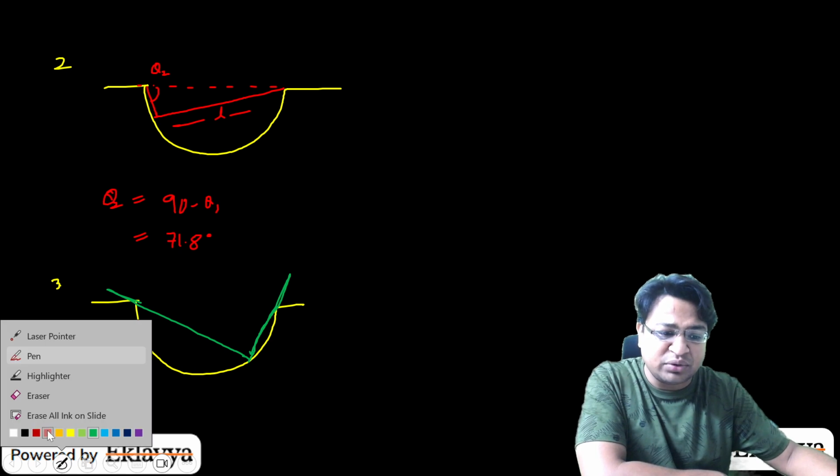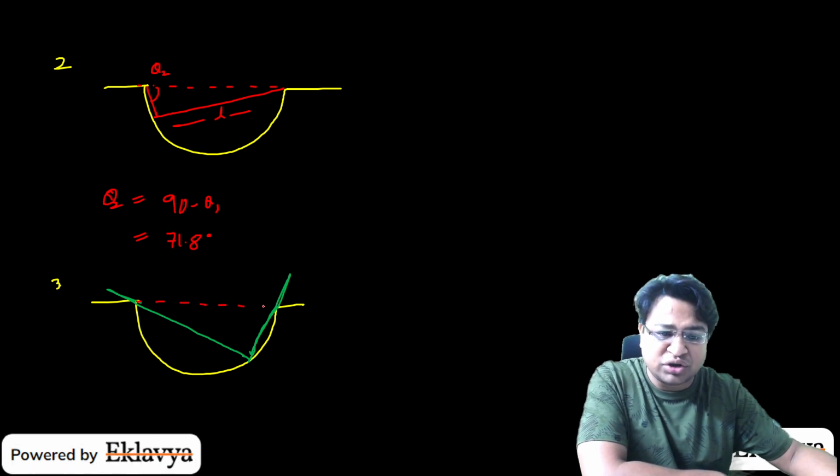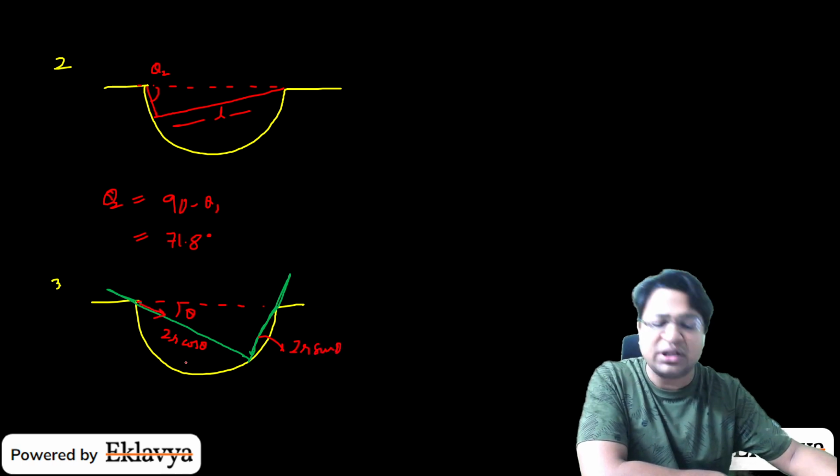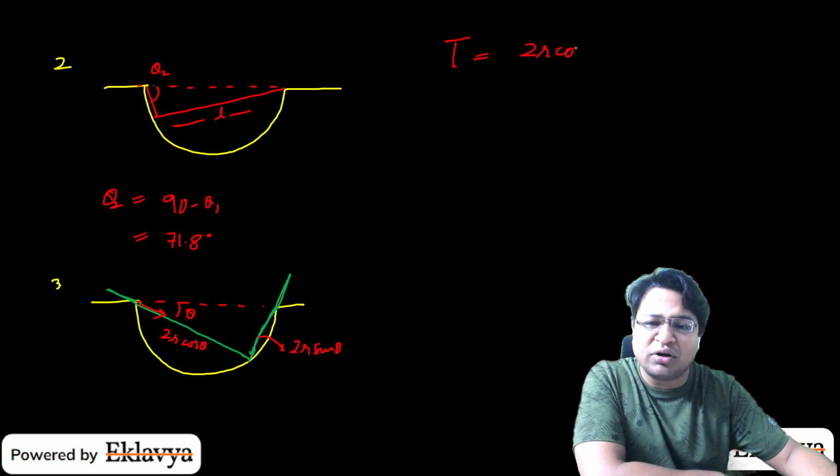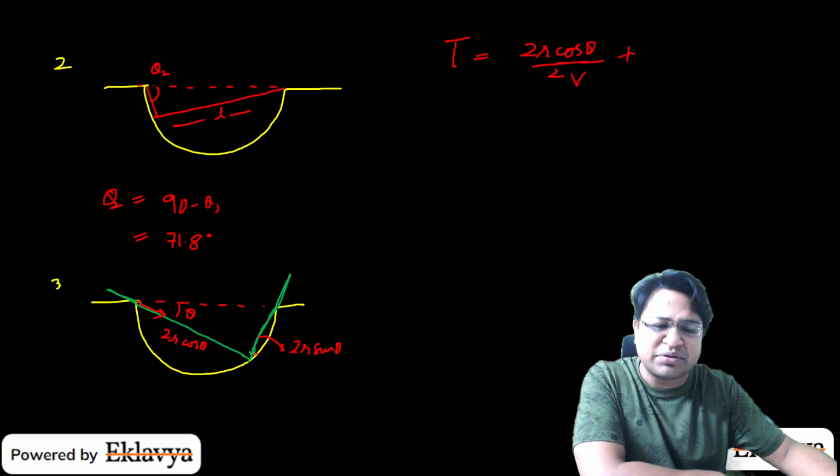So what we need to do is use geometry. For example, if this angle is theta, then this length will be 2r cos theta, and this length would be 2r sine theta. Down the incline, when the ant goes, the speed is 2v. So the total time can be calculated as 2r cos theta divided by 2v, plus it climbs with a speed of v, so 2r sine theta by v.